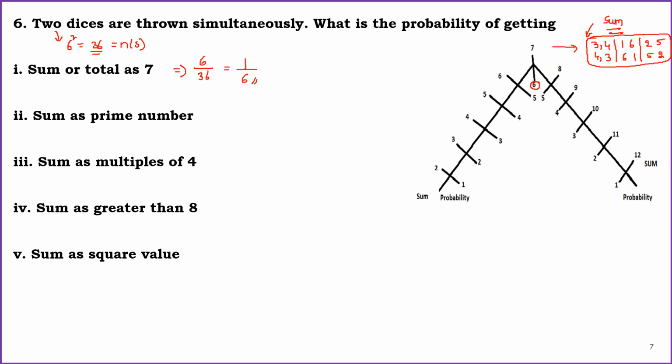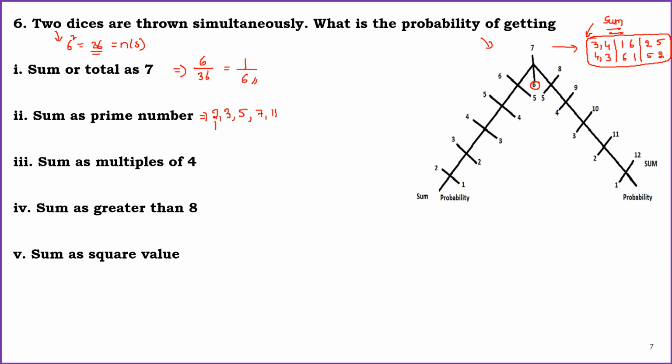Now, have a look. The sum is a prime number. Now, if you observe this sum possible diagram, what are the prime numbers you have? 2 is a prime number, 3 is a prime number, 5 is a prime number, 7 is a prime number, and 11 is a prime number. These are the prime numbers.